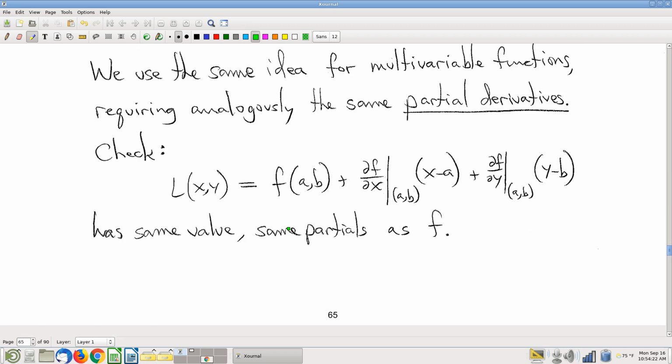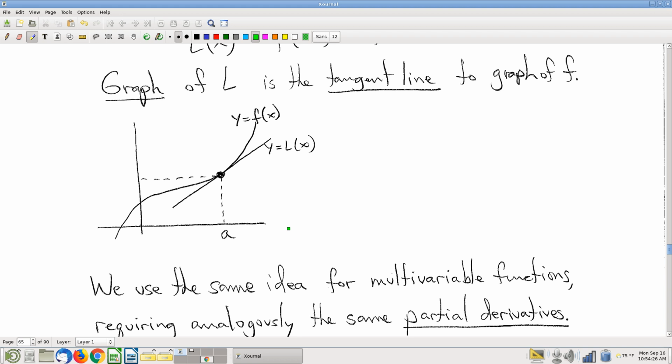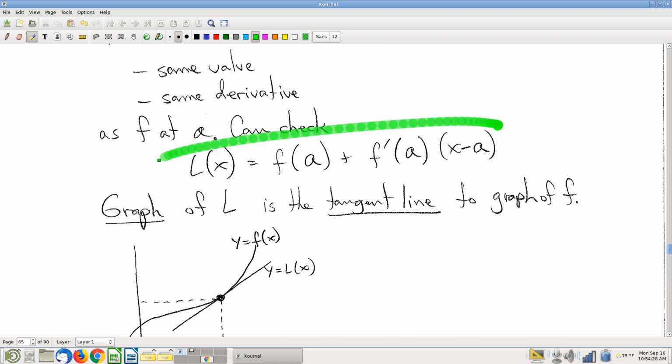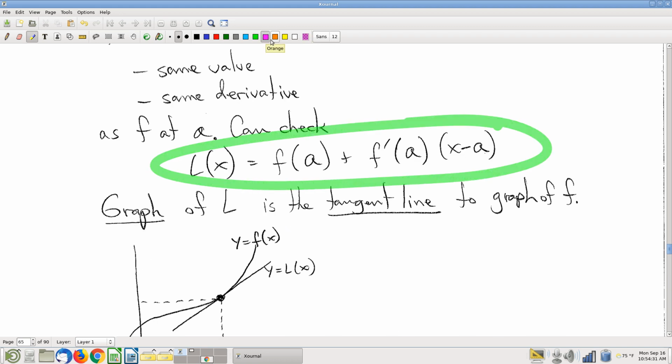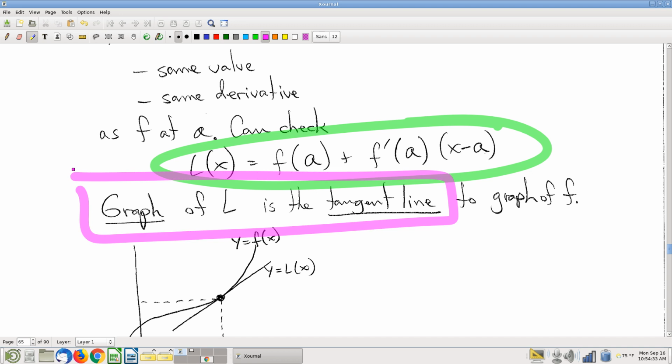Alrighty. So now, what did we do in the single variable context? Once we had a linear approximation, we said, hey, let's look at the graph and call that the tangent line.